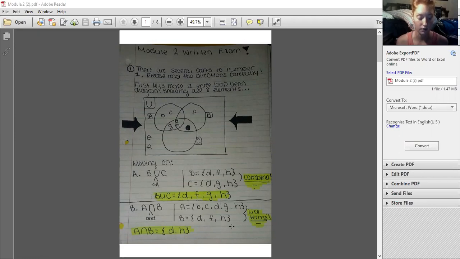Okay, let's go on to part B. We are wanting to find the intersection of A and B. The intersection can be explained as what is in A and B. You would pull out like terms of both of these sets. So A has B, C, D, G, and H, and B has D, F, and H. So the like terms in the 2 of these are D and H. So that would be your answer there.